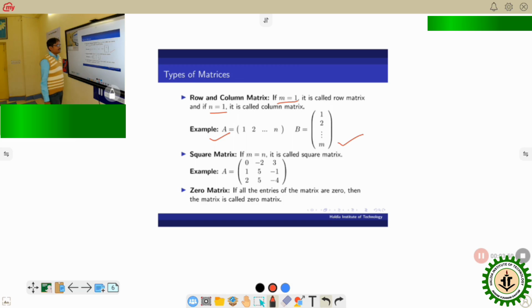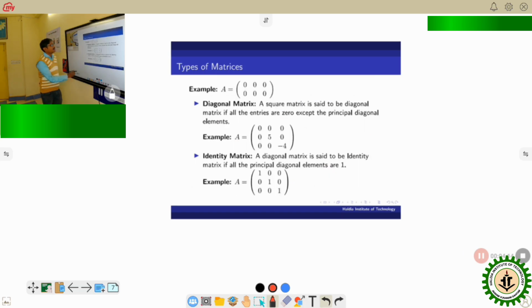Next, square matrix. A square matrix means any matrix whose number of rows and number of columns are equal. Here is an example of a 3 cross 3 square matrix. Here the number of rows is 3, and the number of columns is also 3. It is called a square matrix. Zero matrix: if all the entries in the matrix are zeros, it is called a zero matrix. This is the example of a 2 cross 3 zero matrix.